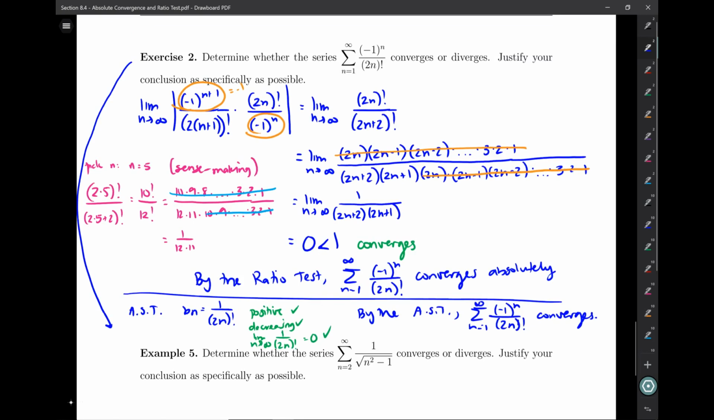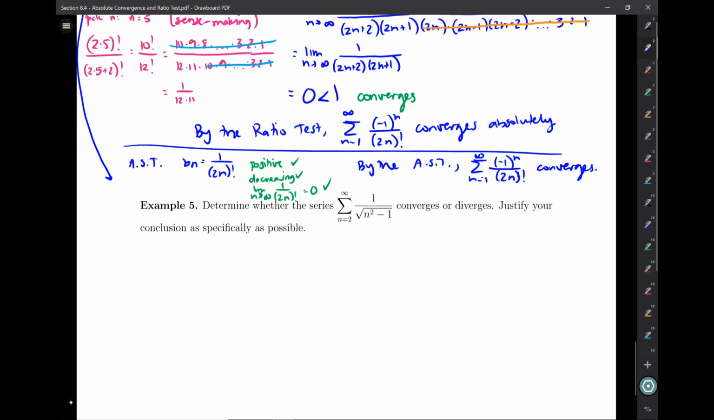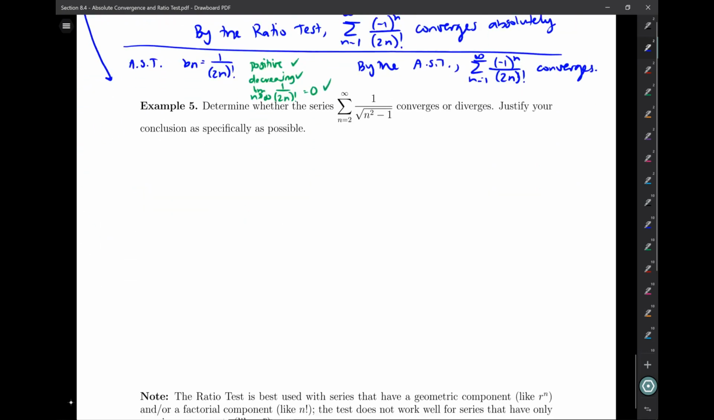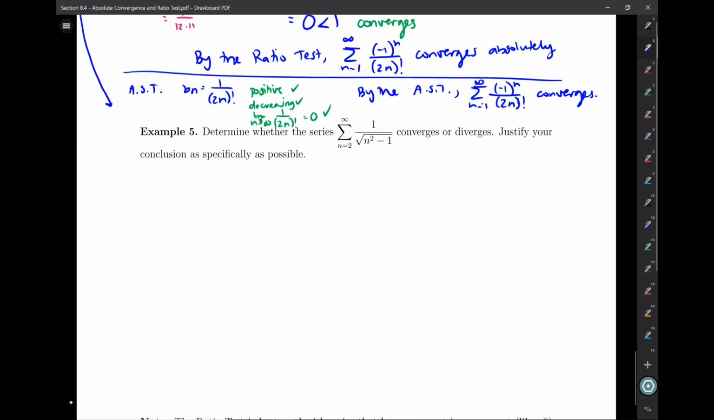That, again, is sufficient for answering this particular question. If we want to go a step further, or if the question had stated determine whether the series converges absolutely, then we would have definitely wanted to do the ratio test either way. So good practice no matter what. Let's move on to the last one here, example 5. Determine whether this series converges or diverges. Justify your conclusion as specifically as possible.